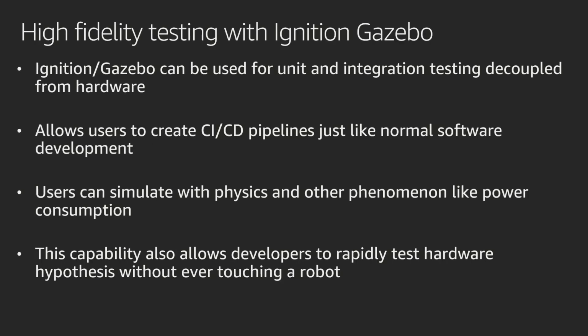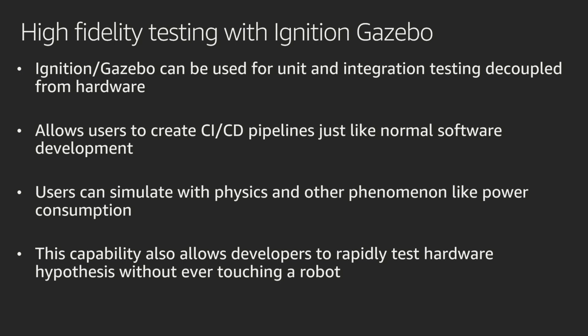High fidelity testing with Ignition Gazebo. Ignition Gazebo can be used for unit and integration tests decoupled from hardware. It allows users to create continuous integration and continuous deployment pipelines just like normal software development. This is something that's fairly new to robotics. Users can simulate with physics or other phenomena like power consumption. This capability also allows developers to rapidly test hardware hypotheses without ever touching a robot.